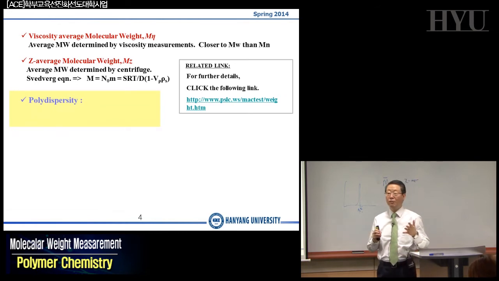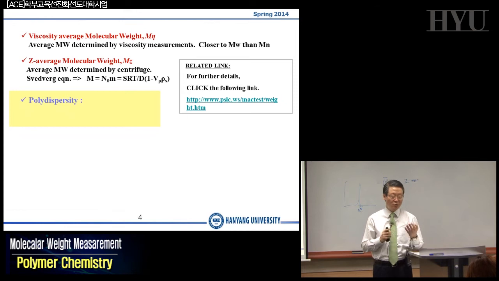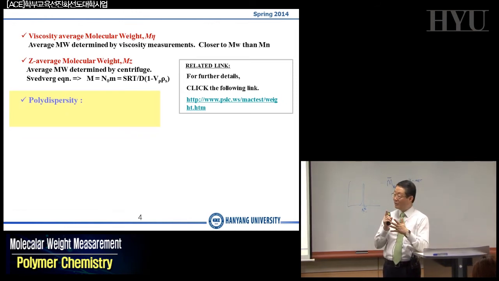Now, the fifth important definition is polydispersity. You should know about Mn, Mw, Mv, and Mz. And the fifth important aspect is polydispersity. And I think I have already talked about this.